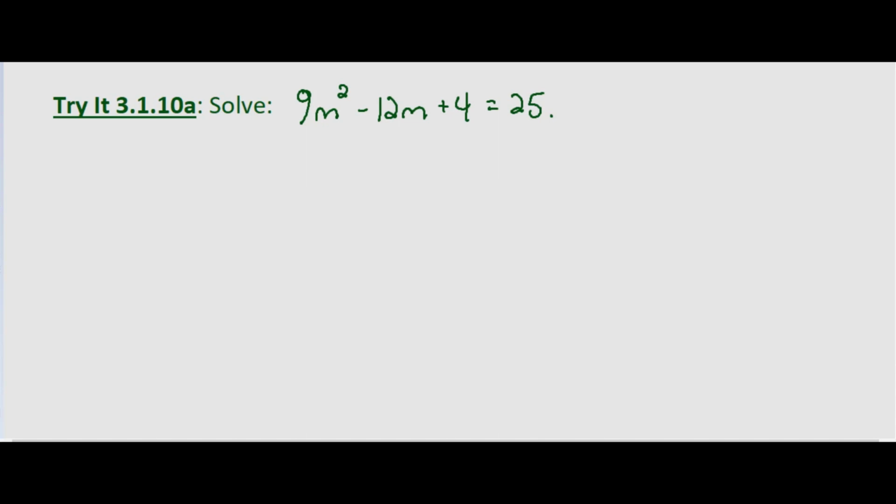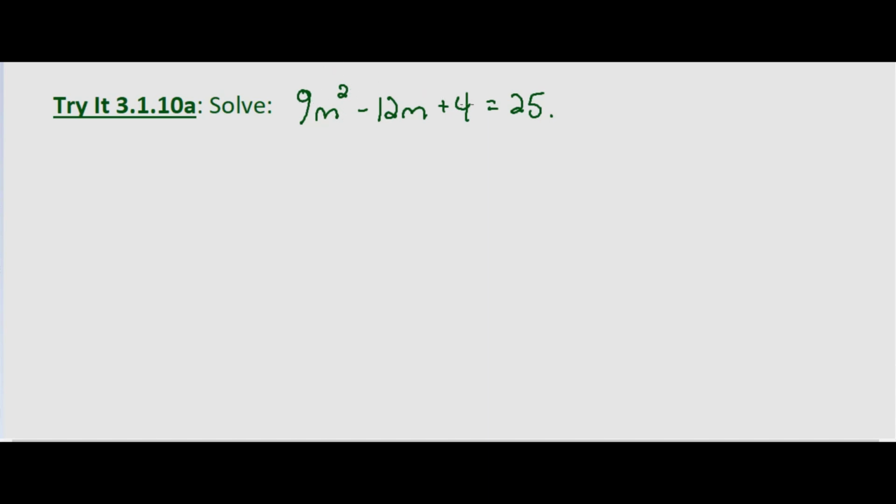For instance, if we look at this problem, 9m squared minus 12m plus 4 equals 25, we might be tempted to just divide everything through by 9 and then complete the square. That will work, but it's much simpler to recognize that this is a perfect square trinomial. It's a lot easier to factor than completing the square. A perfect square trinomial factors into something that's being squared.